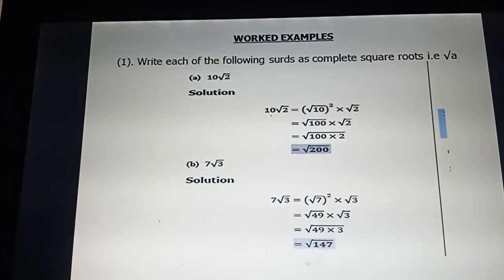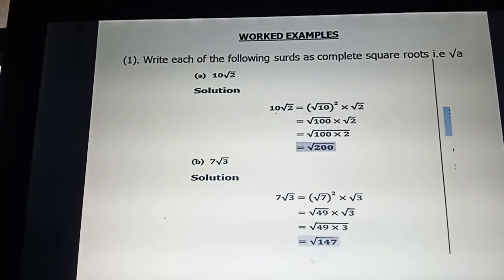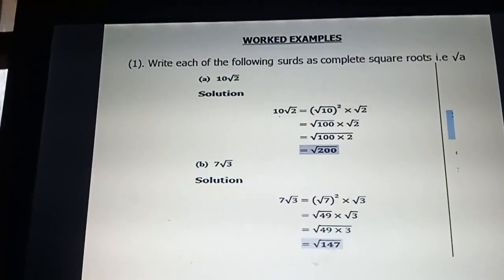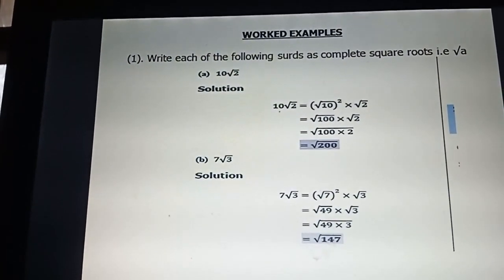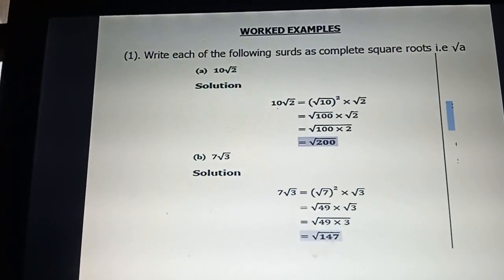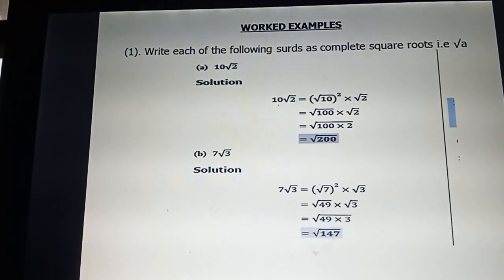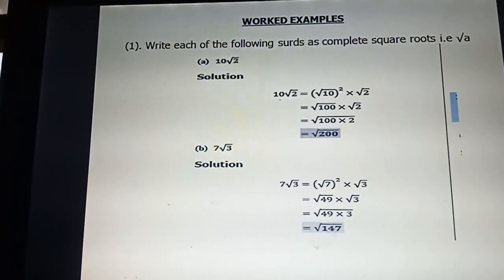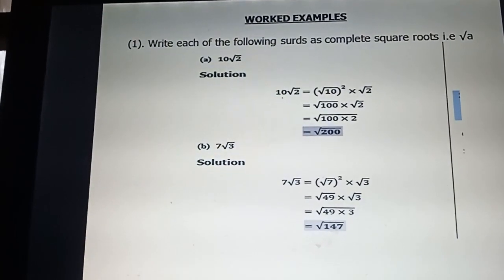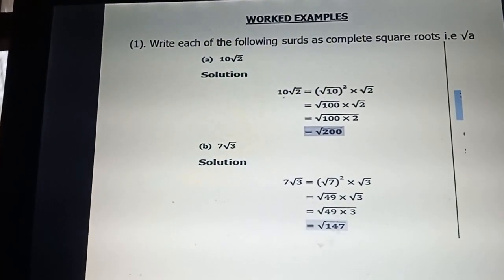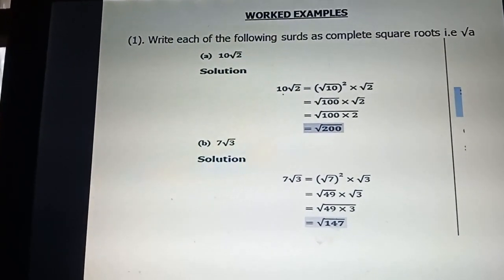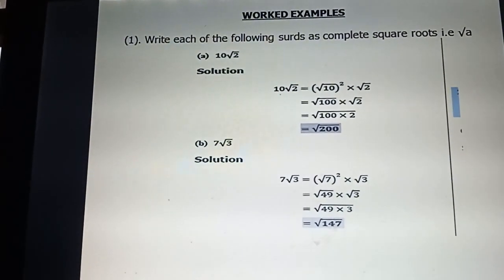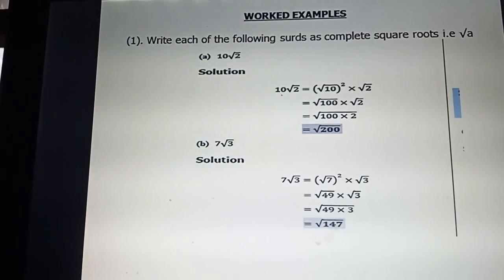Example 1. Write each of the following as a complete square root, that is root of a. When they say complete square root, we don't need the answer to be like 2 root 2 or 3 root something or 3 root 4, any number. We mean the answer is supposed to be in what? A single surd, that is root a. For example, 10 root 2.